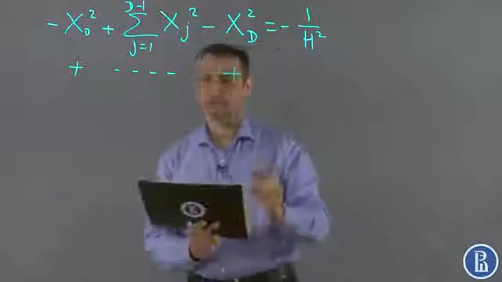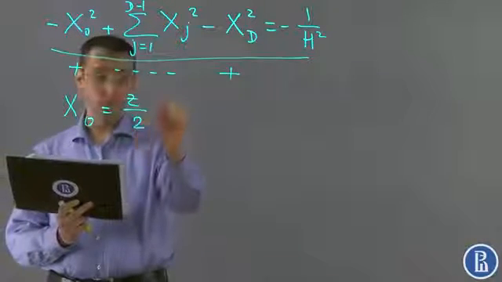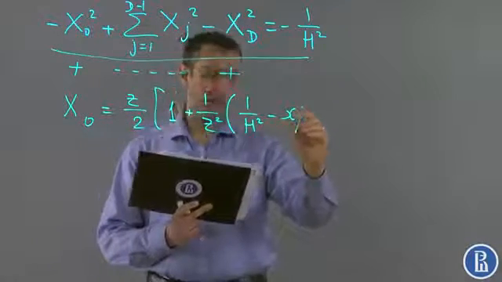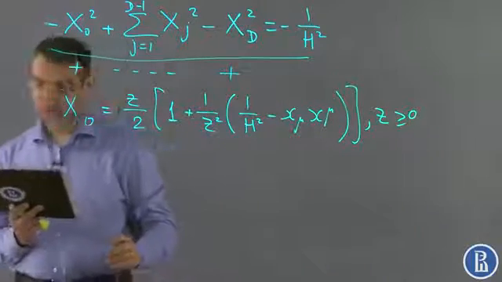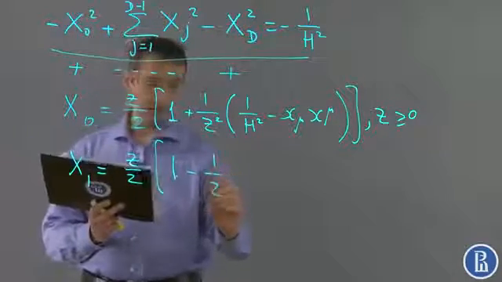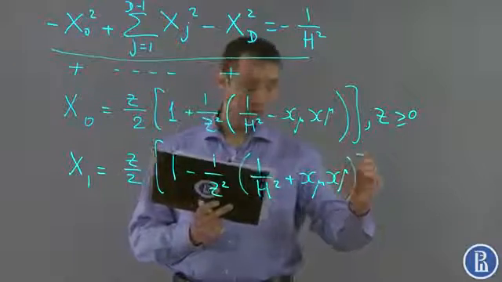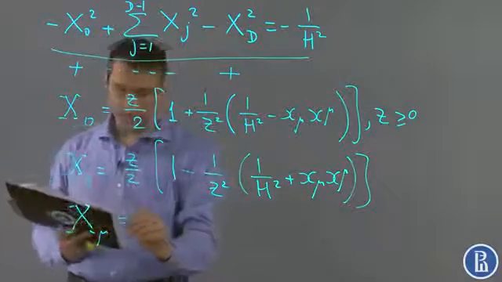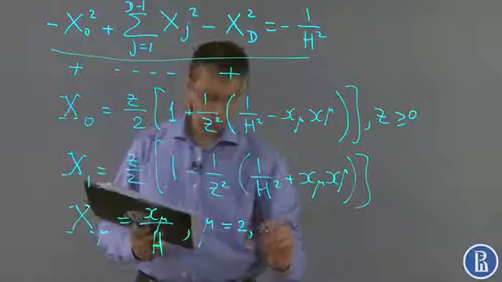Now, one can solve this equation as follows by giving x0 equal to z over 2, 1 plus 1 over z squared times 1 over h squared minus x mu times x mu, and z here is greater or equal to 0. x1 is z over 2, 1 minus 1 over z squared, 1 over h squared plus x mu times x mu, and x mu, big X mu, is equal to x mu over h, where mu is ranging from 2 to d.